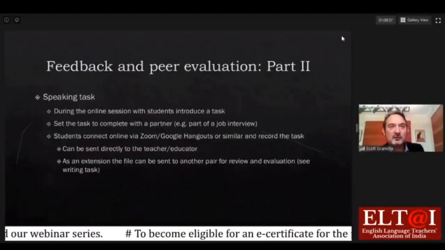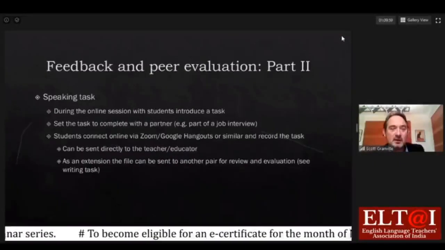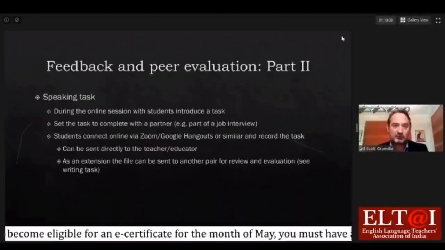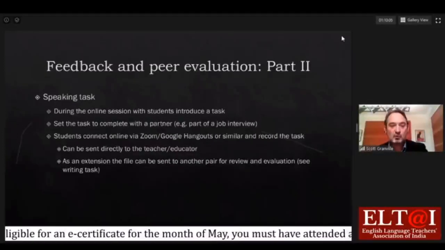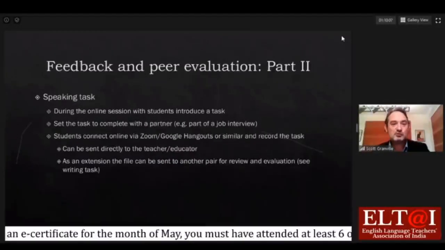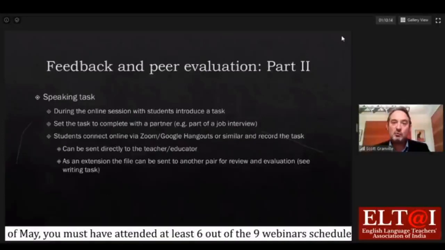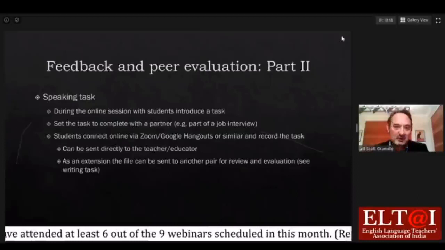Now, the second part of this is a speaking task. So again, if we think back to how the lesson was framed, we can use this as a writing or a speaking task. The students have been presented with a text beforehand. They've come into the lesson with some knowledge of what we're going to speak about. Now, during the online session, we'd introduce the students to a task.